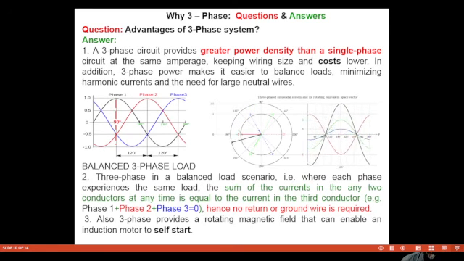If you look at the black one here, at any instant, the sum of the three voltages will be equal to the resultant voltage, which is 1.5 times the maximum value of any of the three phases. So in this case, we have a rotating flux, and definitely for the induction motor, we need to have a rotating flux.